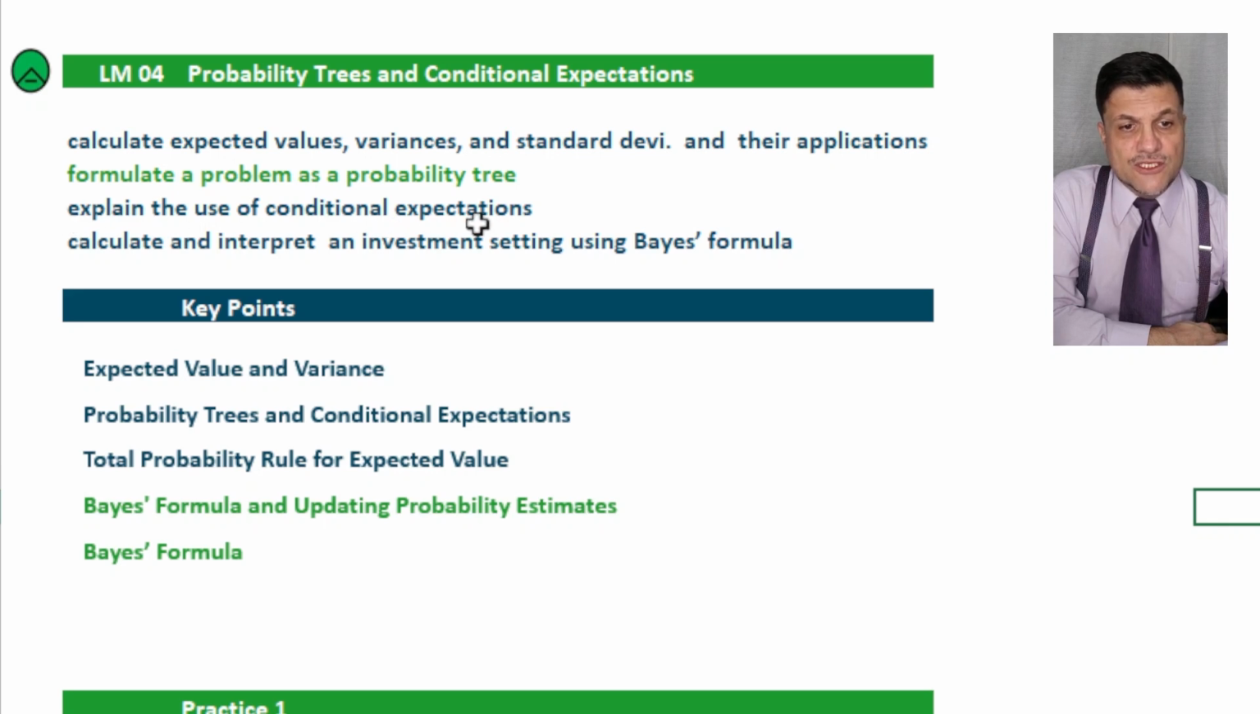Explain the use of conditional expectations. We already said. Calculate and interpret investments using Bayes formula. We already did it as well. The key points: expected value and variance from previous video. Probability trees, check. Total probability rule is when we solve the tree, so that one checks as well. The Bayes formula, check. Great. That's it. That's the learning module number 4, friends.